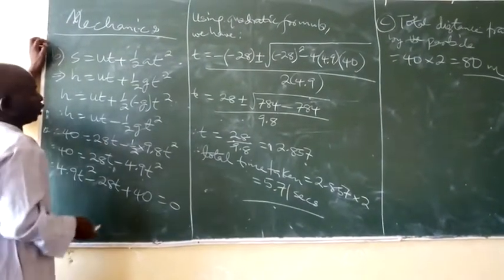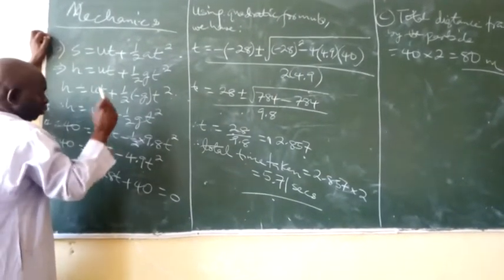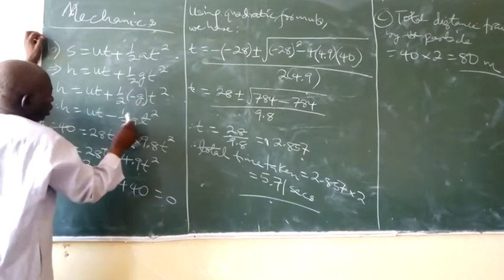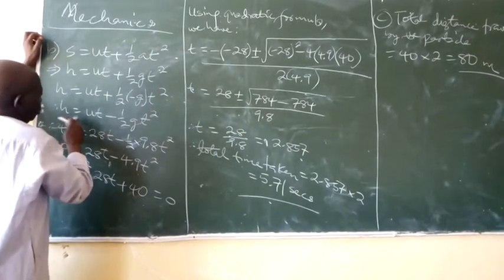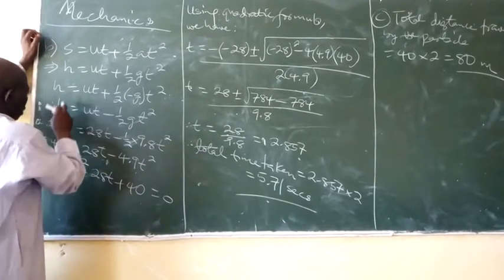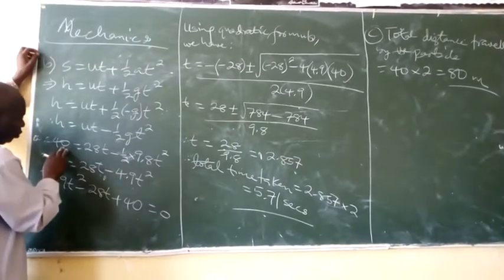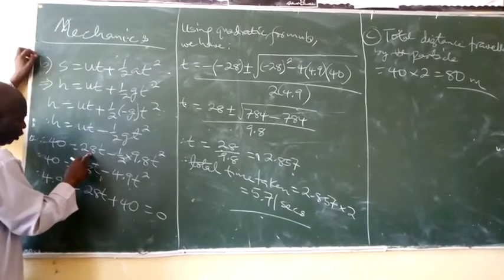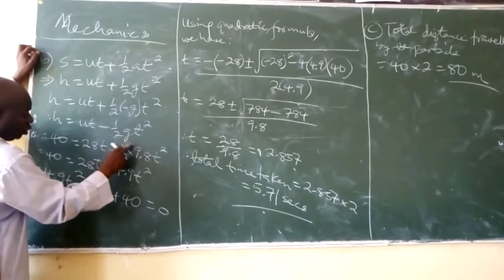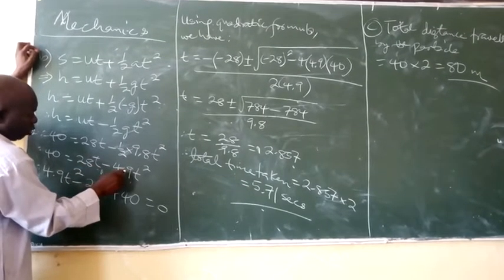Since the particle was moving upward, the gravitational acceleration is negative because it's going against gravity. So it's ut plus half into minus g t squared. Plus minus is minus, so H equals ut minus half gt squared. We calculated H to be 40 in the A part. So 40 is equal to U, which is 28, the initial velocity, times t, minus half times 9.8, which is g, t squared. 40 is equal to 28t minus 4.9t squared.